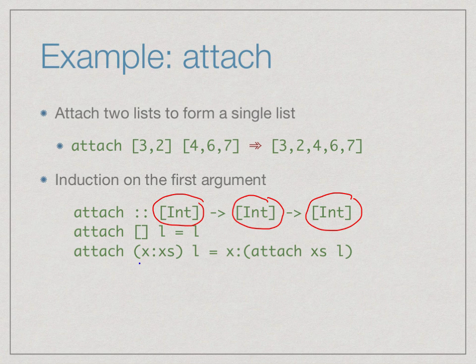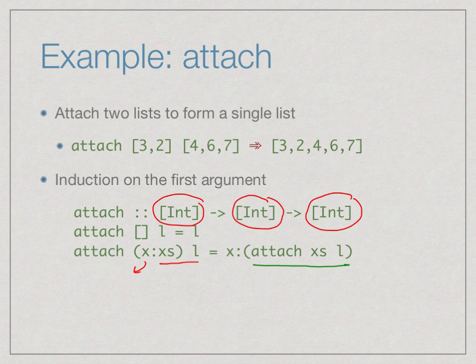On the other hand, if I want to attach a non-empty list to L, I can pull out the head x of the list, then I can attach the xs to L using induction, and then I can stick back the x. So that's precisely what this says. It says inductively attach xs to L. Now xs is smaller than x:xs by 1, so it's a smaller list. So this function is inductively defined. And now I can use the : operator to stick the x back.